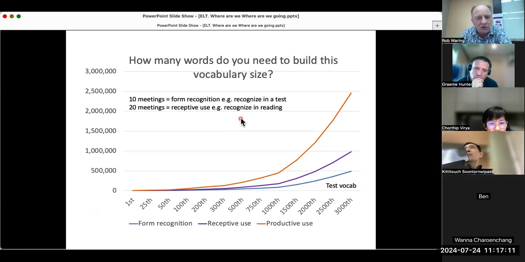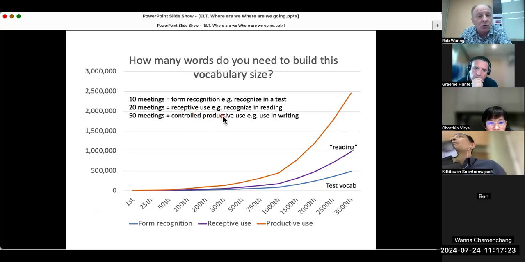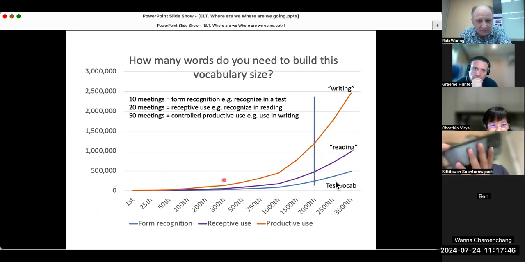20 meetings will allow you to recognize it probably in context, in reading, and you probably don't need a dictionary. That's called reading vocabulary. You'll need 50 meetings for controlled productive use, say in writing an essay, where you've got your dictionary next to you, you've got plenty of time, and so on. Let's call that your writing vocabulary. So if you want a 2,000 word test vocabulary, reading vocabulary, or writing vocabulary, you're going to need these numbers of words.